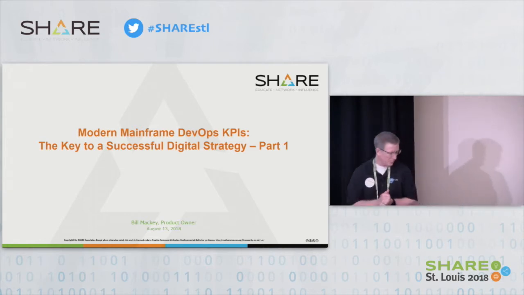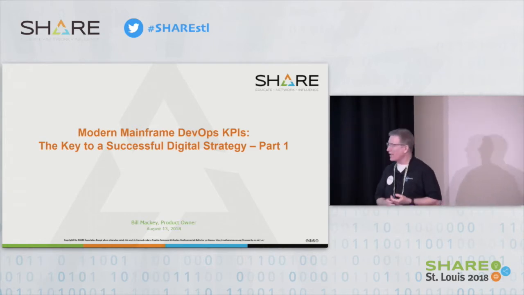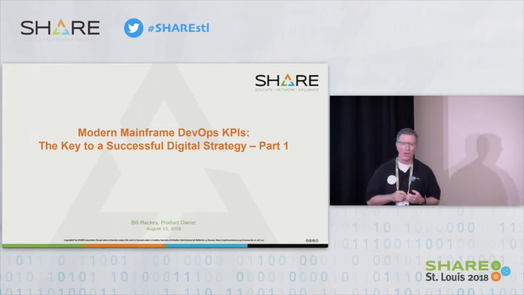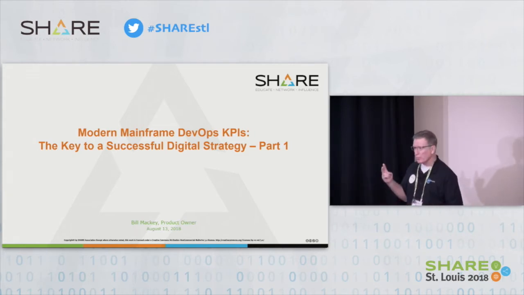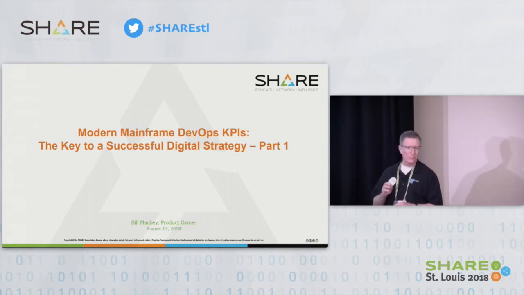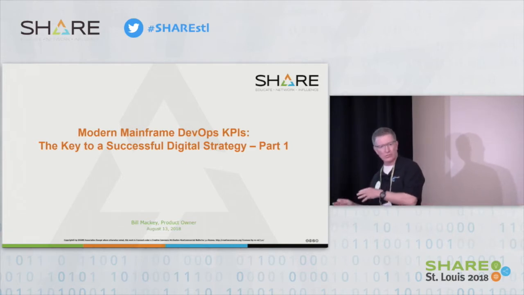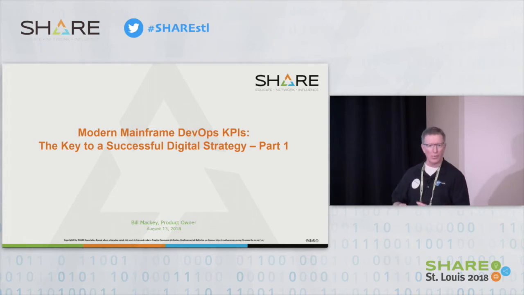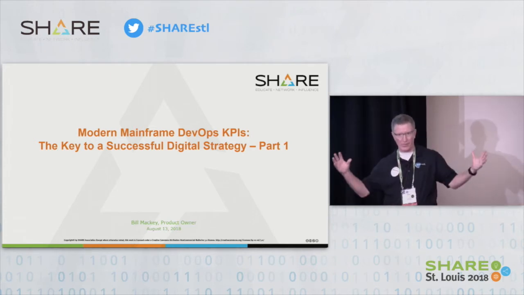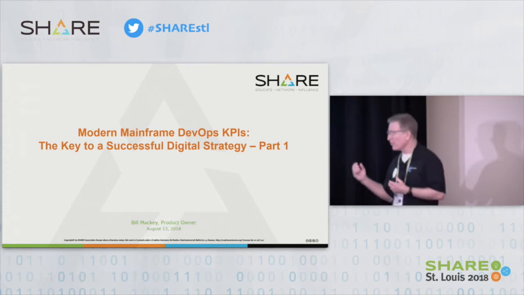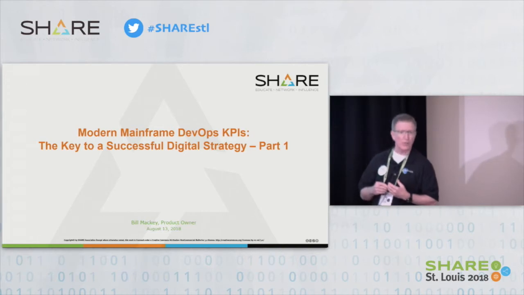Okay, thanks, Spencer. As you can see by the name of the presentation, this is part 1 of a 2-part presentation about how mainframe DevOps KPIs can help you with development. In part 2, Spencer and I are going to switch roles, and he's going to go into more detail about exactly how customers of ours and other companies are actually using mainframe DevOps KPIs to help them drive development. I'm going to be the high level, and Spencer's going to be the detail.